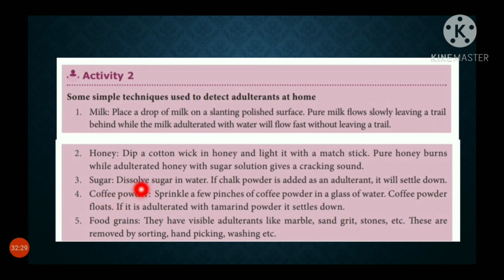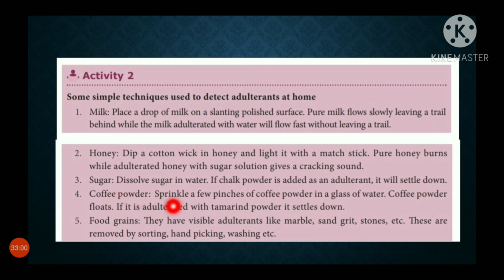Sugar: how do you identify that the sugar you are having is of very good quality? Dissolve sugar in water. If chalk powder is added as an adulterant, it will settle down. Take sugar and add it in water. If it mixes thoroughly and no white content settles down, that is pure sugar. If some white material is below the water, that is bad sugar.